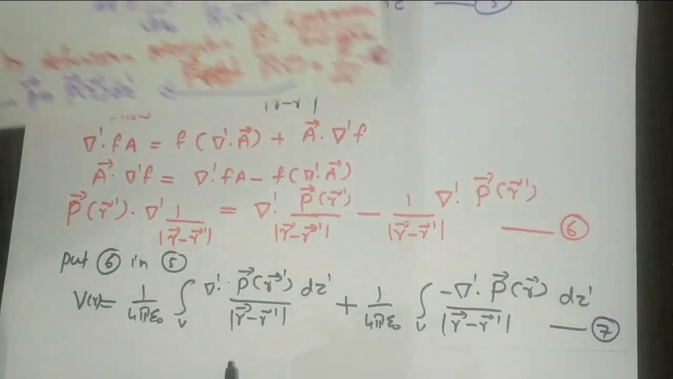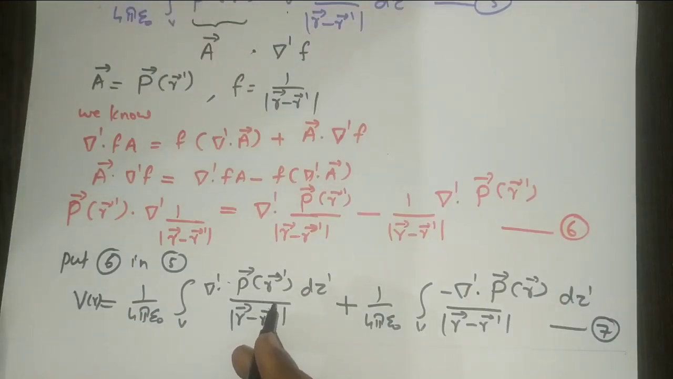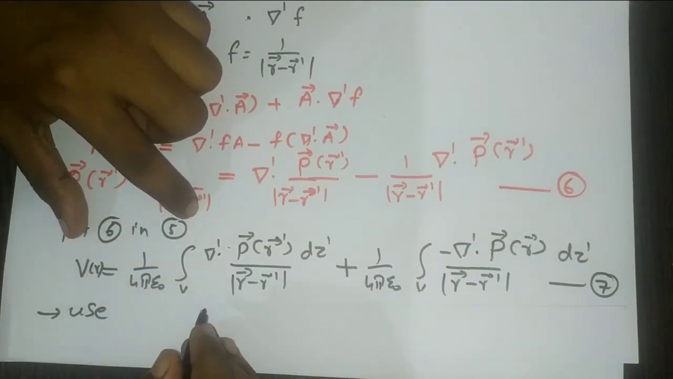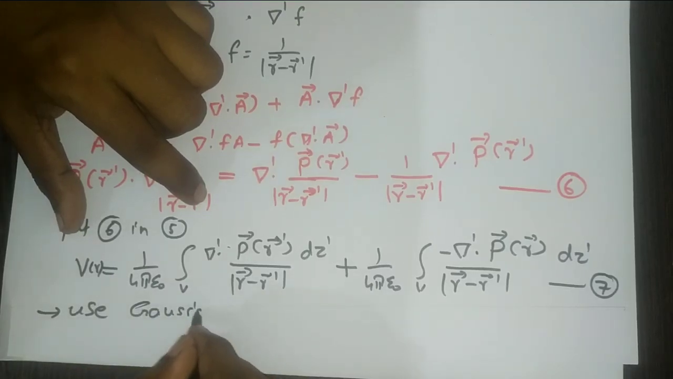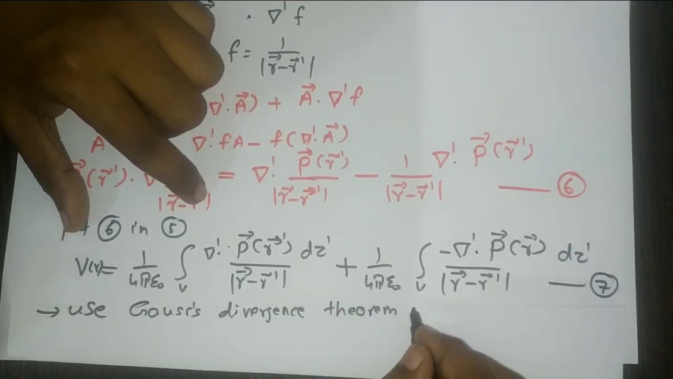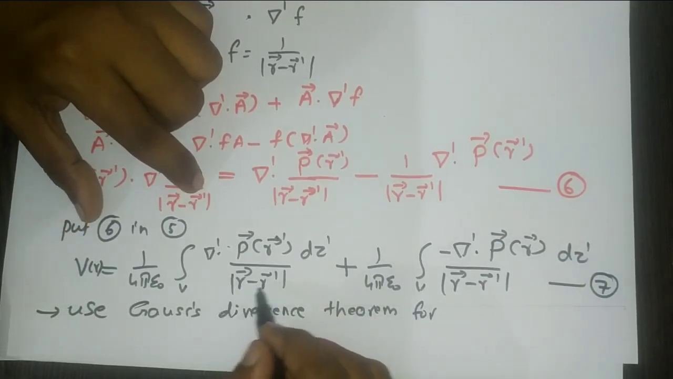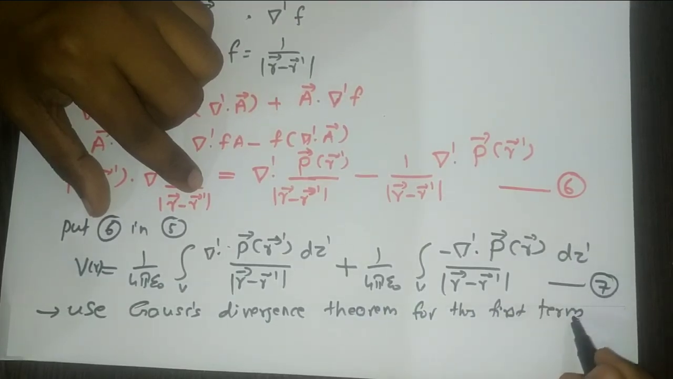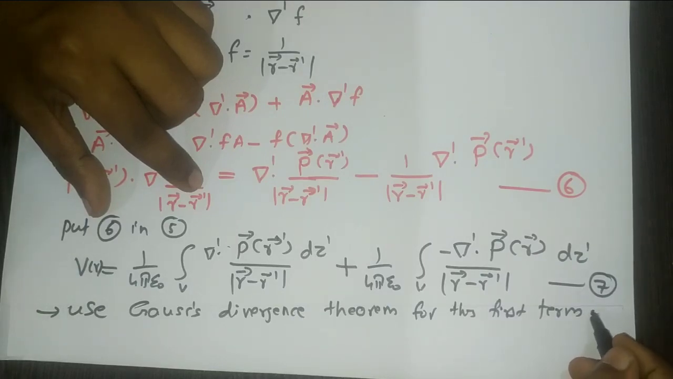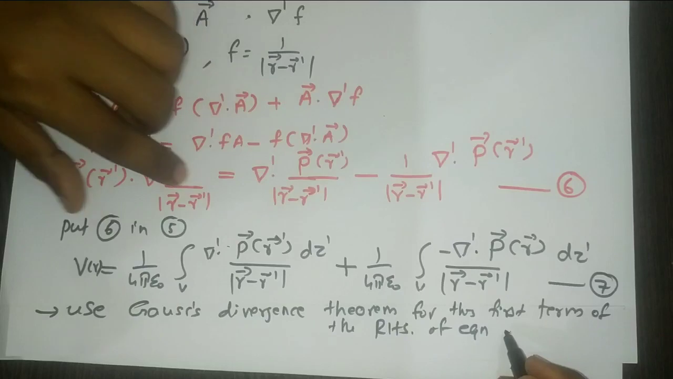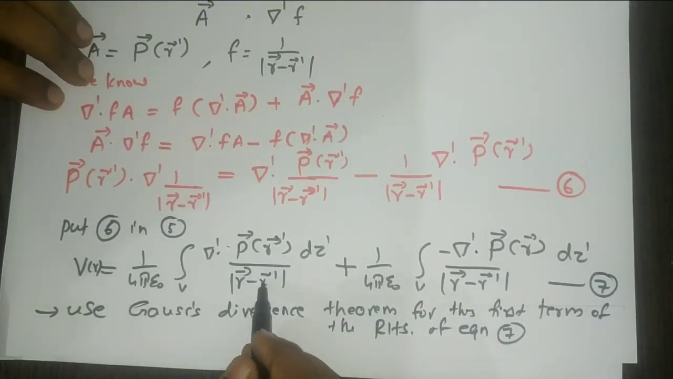It is at a distance r. Now we use Gauss's divergence theorem for this expression, for the first term on the RHS of this equation 7. I am going to apply the Gauss's divergence theorem here.